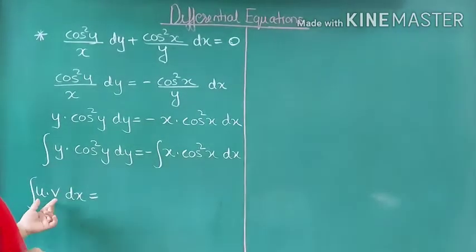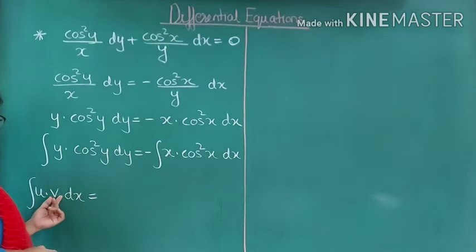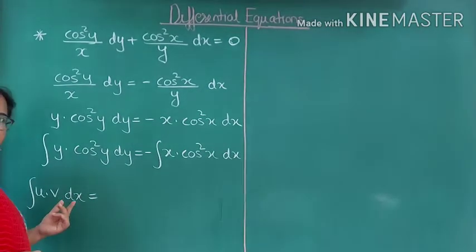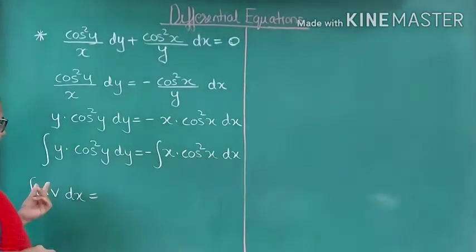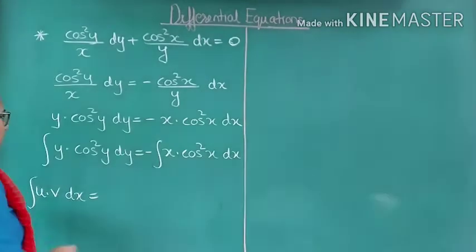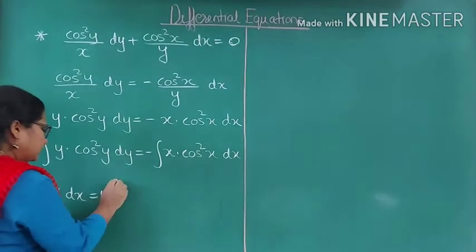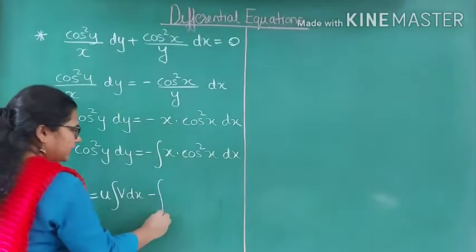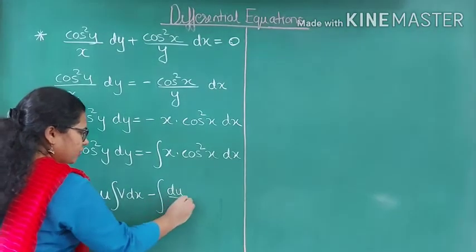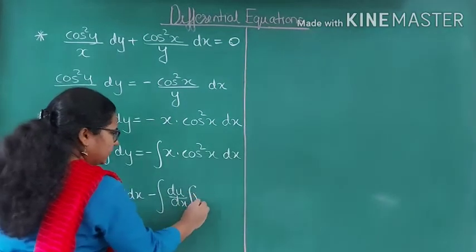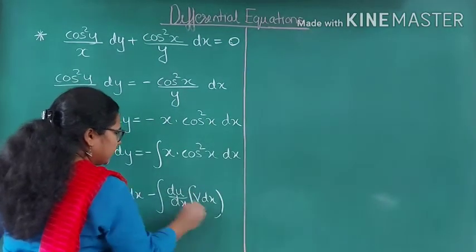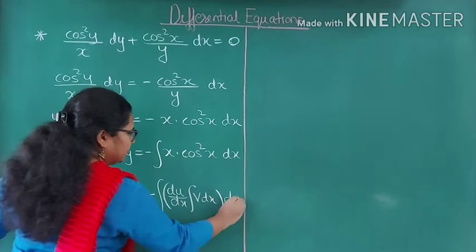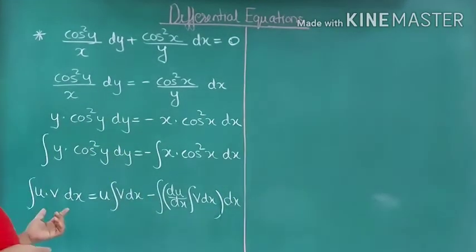U and v, these were two functions. By using the LIATE rule, you have to choose the first function u. What it was? u times integration of v dx minus integration of, derivative of u into integration of v dx, and whole integration dx. This was your integration by parts.